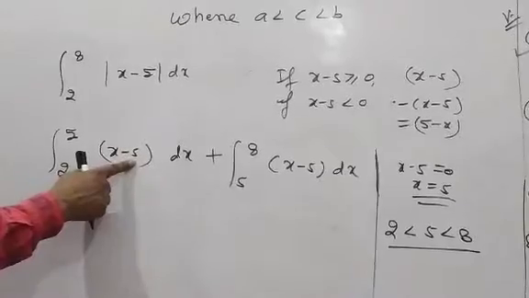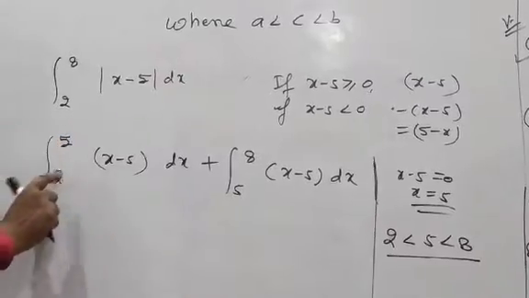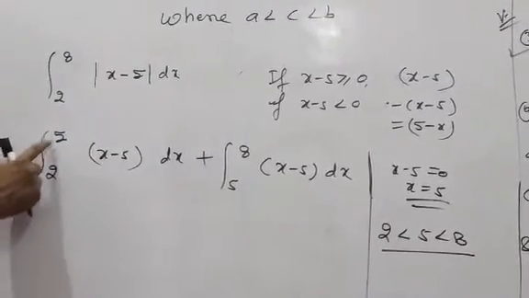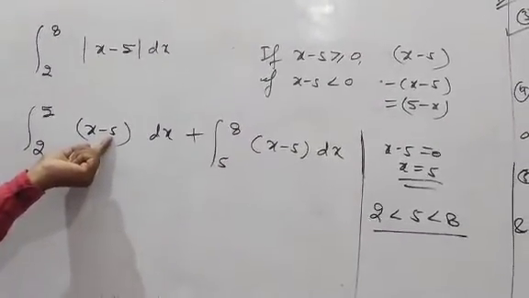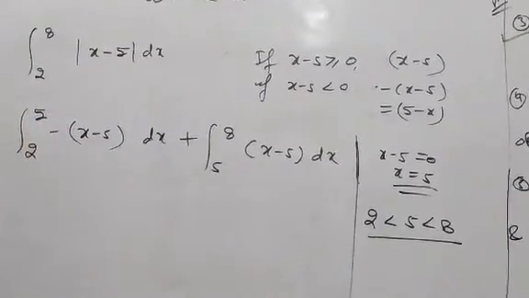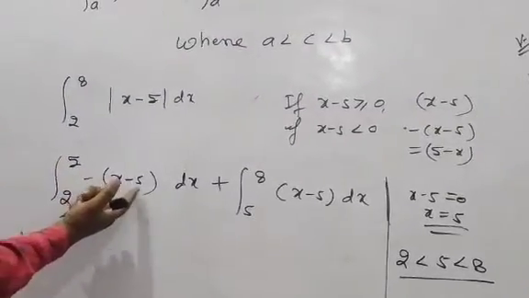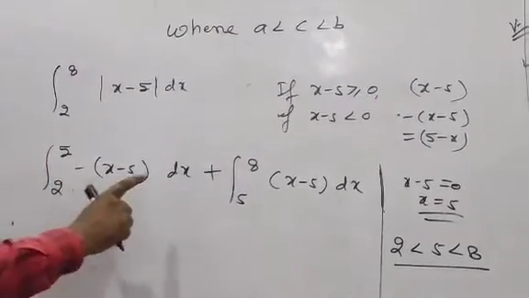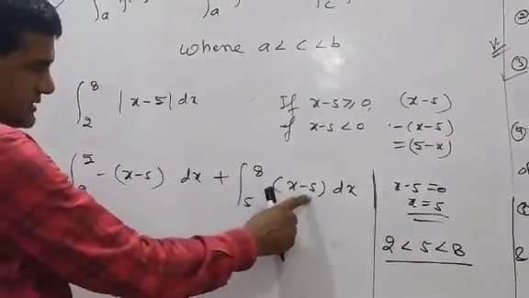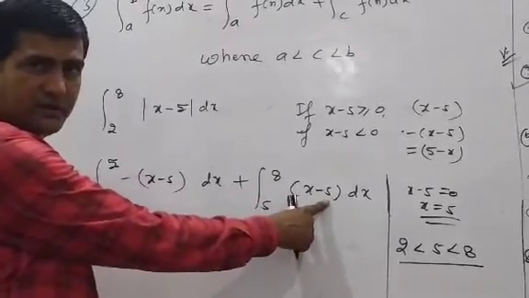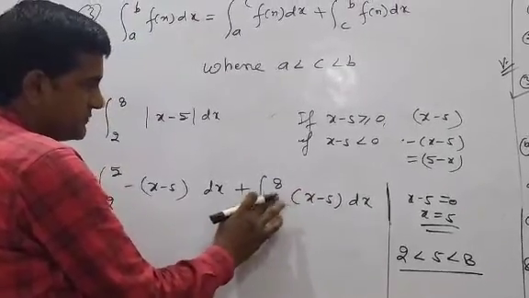Here x minus 5 is the positive value, and here x minus 5 is negative. We can check: we can put any one value of x between 2 and 5. Suppose taking 3, 3 minus 5 is minus 2. Suppose 4, 4 minus 5 is minus 1. If we take any value of x between 5 and 8, 6 minus 5 is a positive value, 7 minus 5 also positive, and 7.9 also positive. Means a positive value will come. Clear?